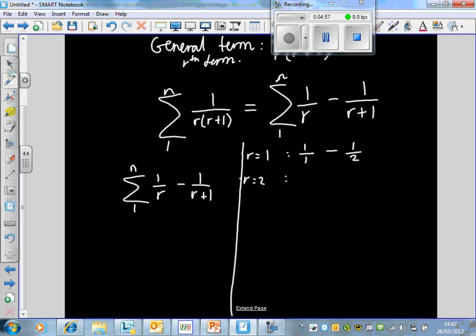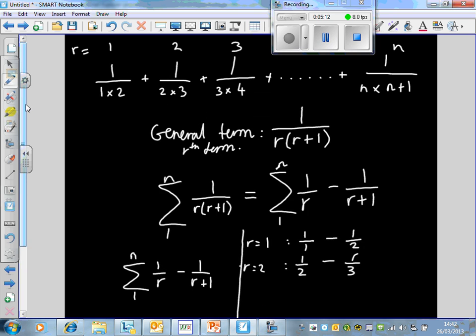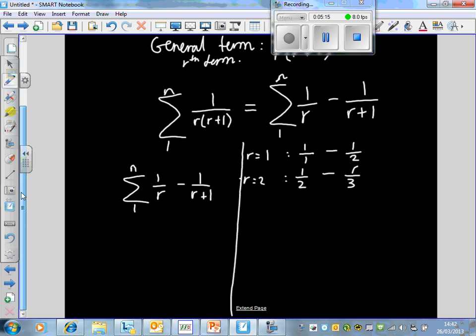I'm going to write the second term when r is 2. Now this is going to be 1 over 2 minus 1 over 3. And that does indeed give us a sixth, because the second term we know is 1 over 2 times 3, which is a sixth. We're just writing that sum in a different way, by using this subtraction. I'm going to work out r is equal to 3, and I get 1 over 3 minus 1 over 4, by substituting r as 3 into here.